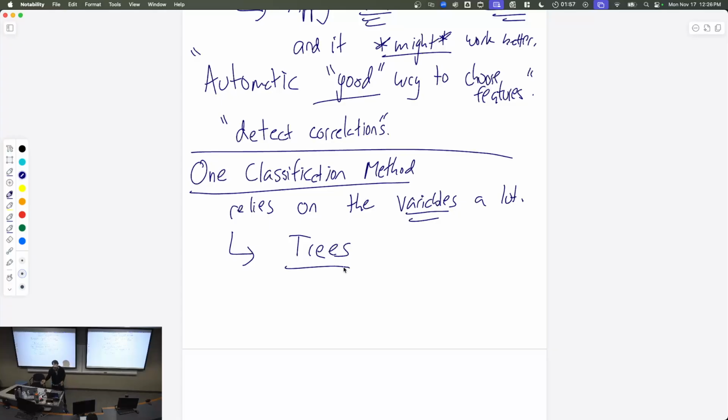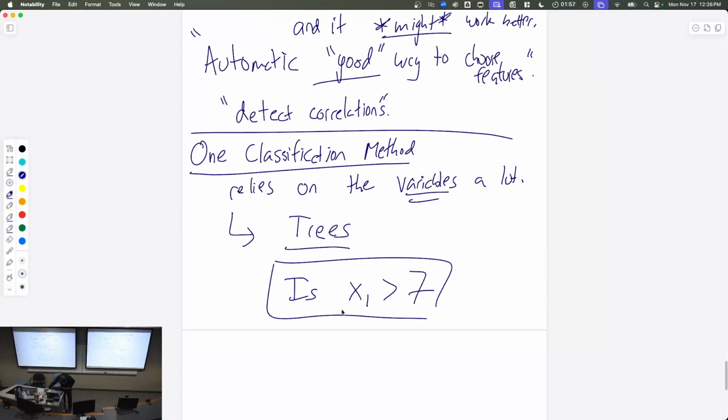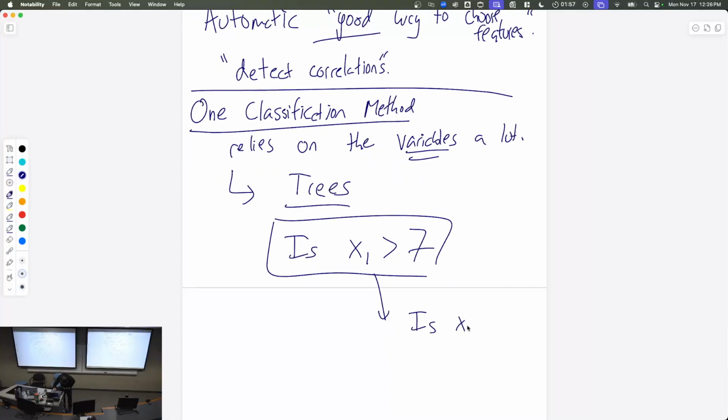The reason is that trees are defined to look at one variable at a time. So a tree will ask a question like, is x1 greater than 7? And then it will go, is x2 greater than 3? And then it'll say yes or no, and so on. In our definition of a tree, every individual question has to be about one variable at a time. Because of this, trees must respect the variables that you give them, looking at every individual thing on its own.